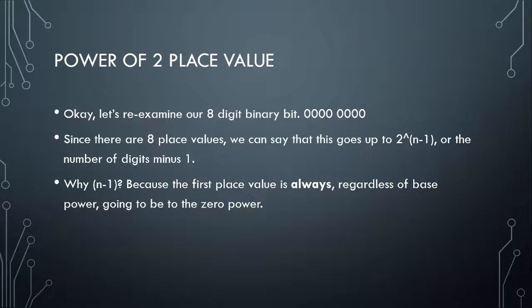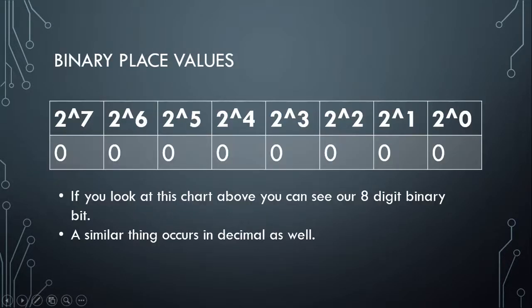Now, why n minus 1? Why do we have to take 1 back? Well, the reason for this is because that first place value is always, regardless of base power, whether it's 2, 10, 16, anything like that, that first power is to the power of 0. So it would be 2 to the power of 0, 10 to the power of 0, 16 to the power of 0, whatever that place value is, that first digit that's right here in that string is to the power of 0.